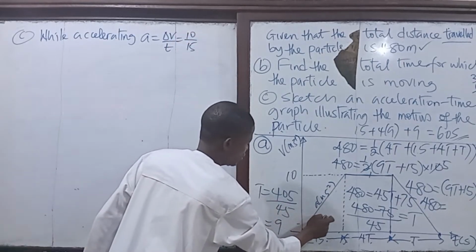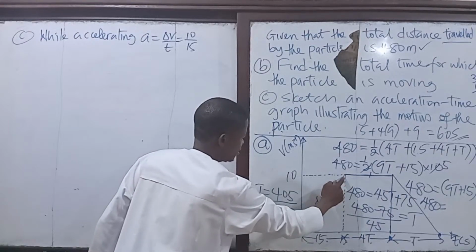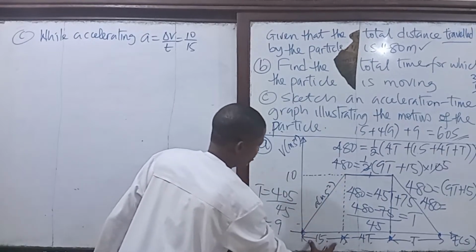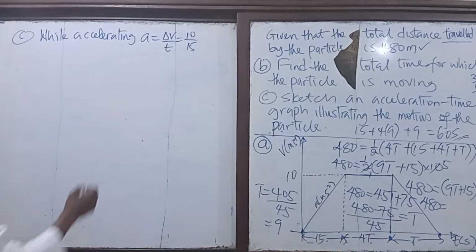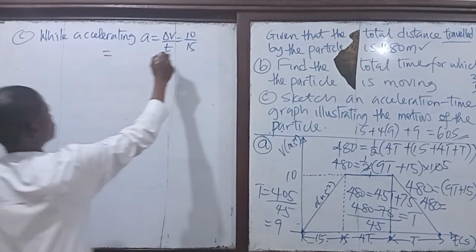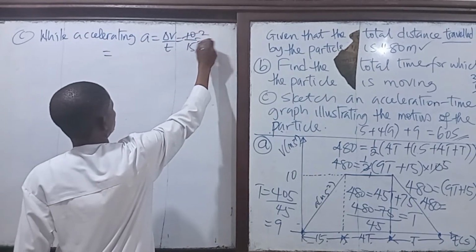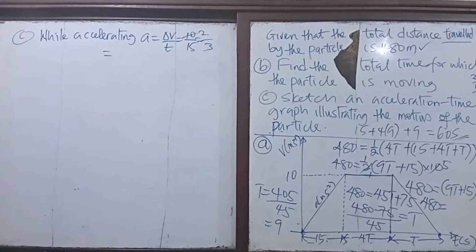The first stage, when it's accelerating, change in velocity is 10, time is what? 15. And that will be equal to 2/3. That will be 2/3 meter per second squared.